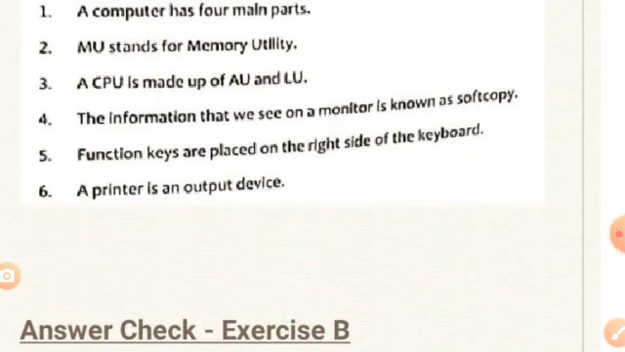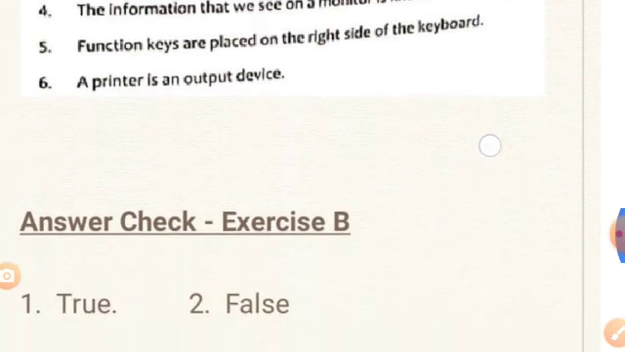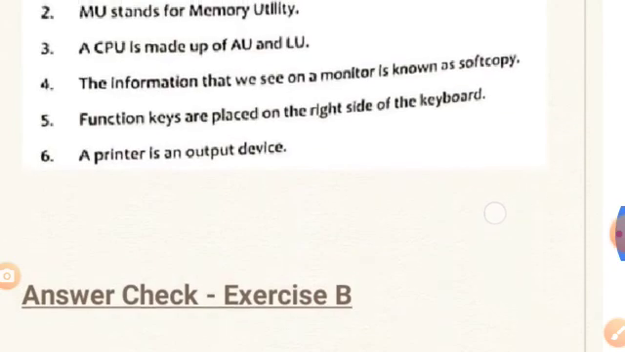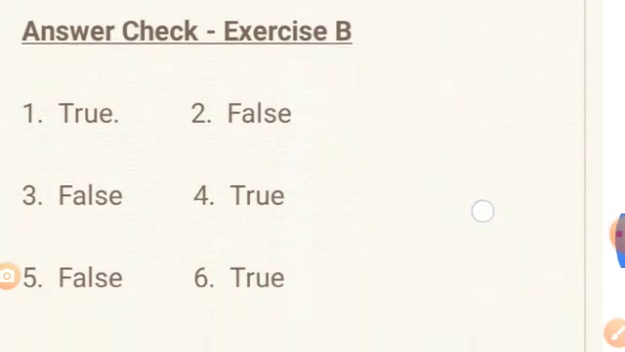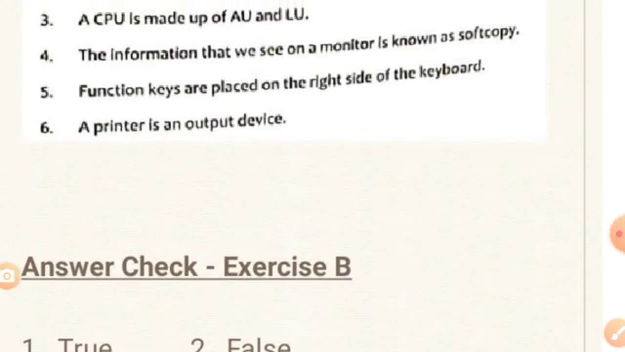The information that we see on a monitor is known as soft copy. Is it true or false? True. Number 5. Function keys are placed on the right side of the keyboard. Is it true or false? False. Number 6. A printer is an output device. Is it true or false?